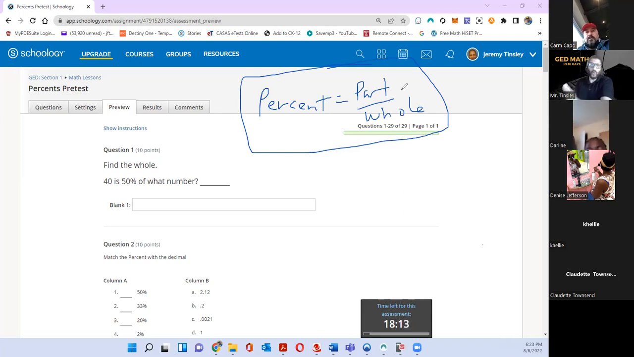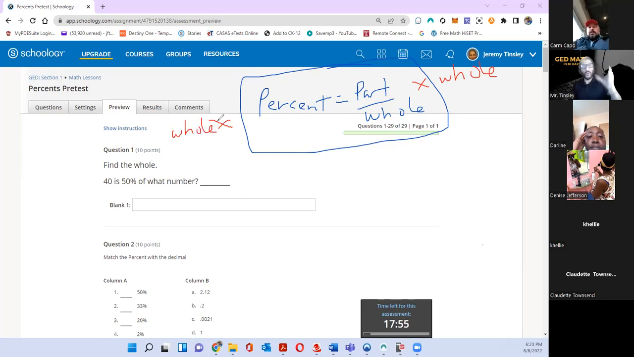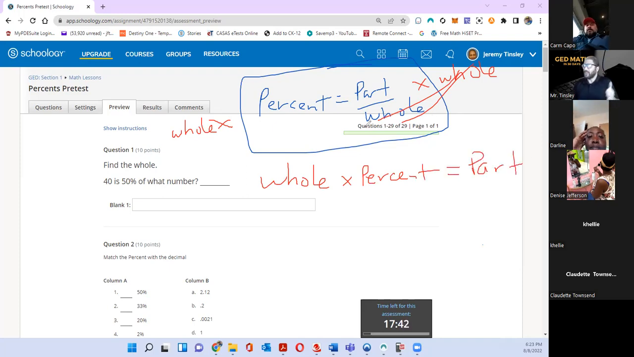You can solve for whole. So how would I solve for whole? Okay, so first of all, I would have to multiply. I want to get whole by itself. So I need to multiply both sides by whole. Okay, the same thing you do in algebra, you can do with any equation. So the 2 wholes cancel on the right, you get whole times percent equals part. That's the second equation you should know.